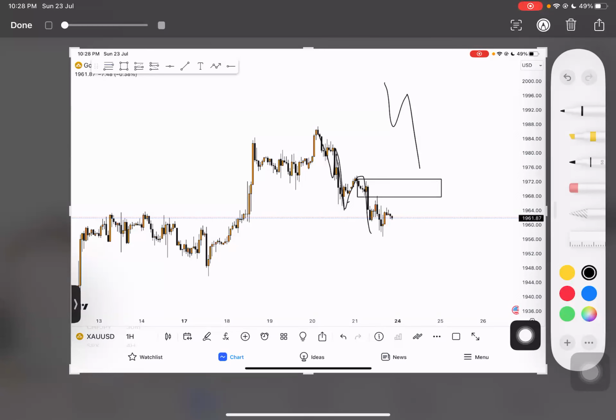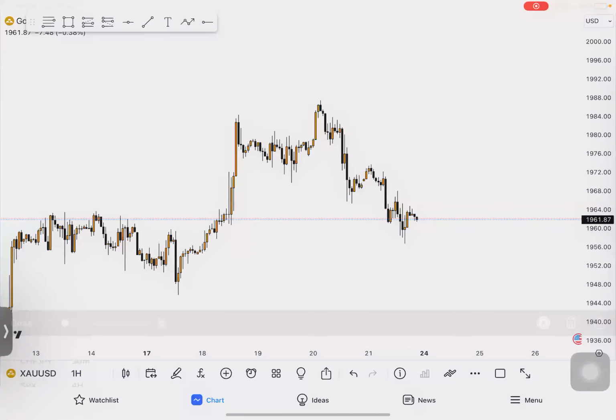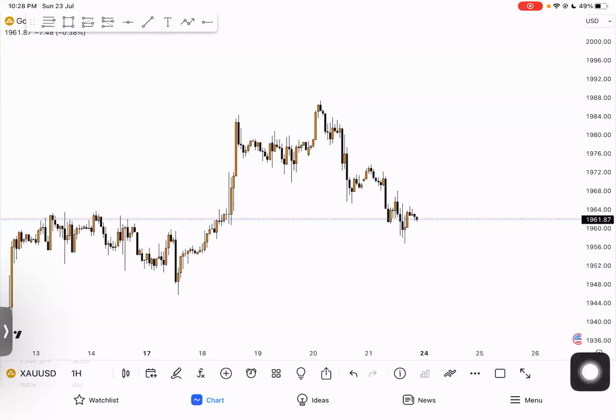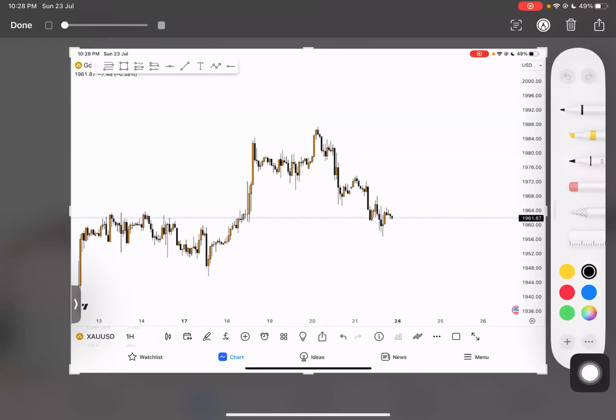What is the difference between BOS and CHoCH? Actually, I got the video inside already. You can just refer to the channel, but I'll explain again, for your information only. BOS is a break of structure. Break of structure, you have to follow the direction. It means it's like a continuation.